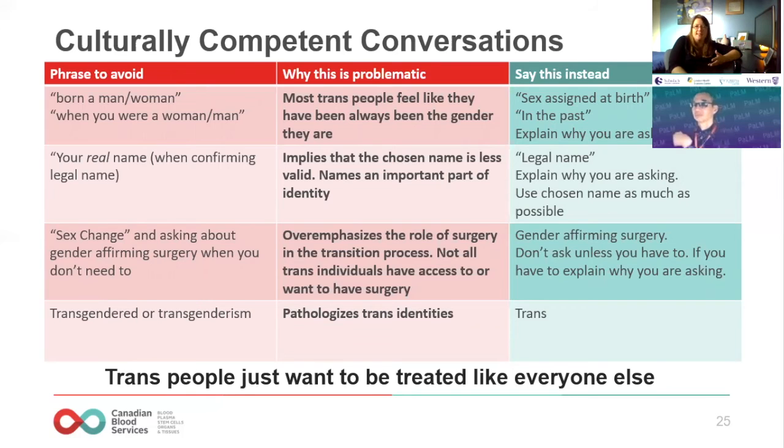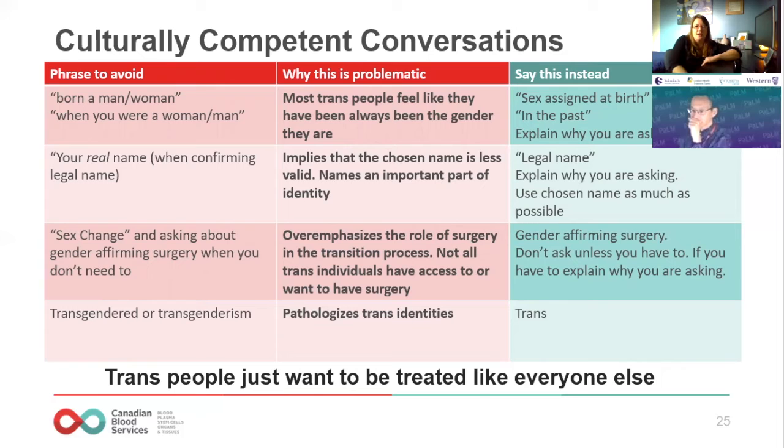And if you must ask about the past, it's really important to explain why you're asking. Avoid using the term real for legal name, as it implies that the person's lived experience and chosen name are less valid. Instead, if you must confirm the legal name, you can explain why you need to do this and refer to it as legal name, and really just use the person's chosen name during all other interactions.